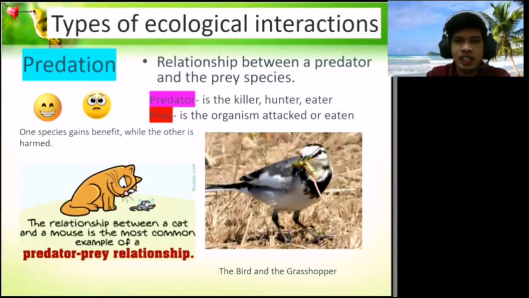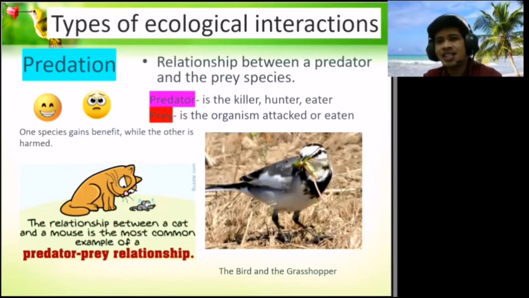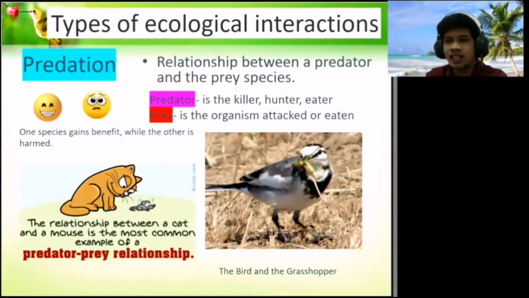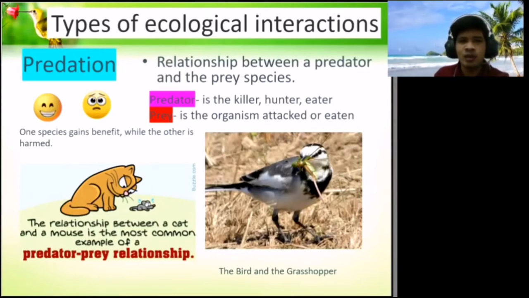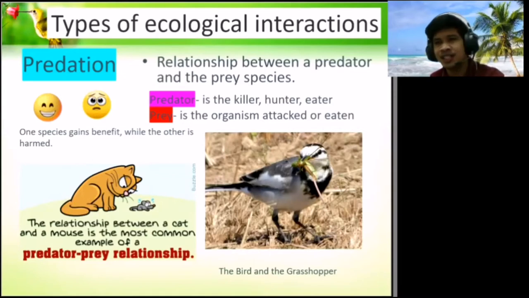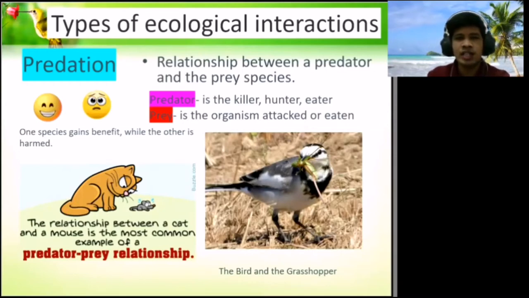So we have mentioned here the predator and the prey. What is the difference between these two, right? When we say predator, this is the animal that is the killer, the hunter and the eater. The type of animal which kills, which hunts, and which eats another animal. Whereas on the other hand, we have the prey. This is the type of animal which is being attacked or being eaten by other animals.